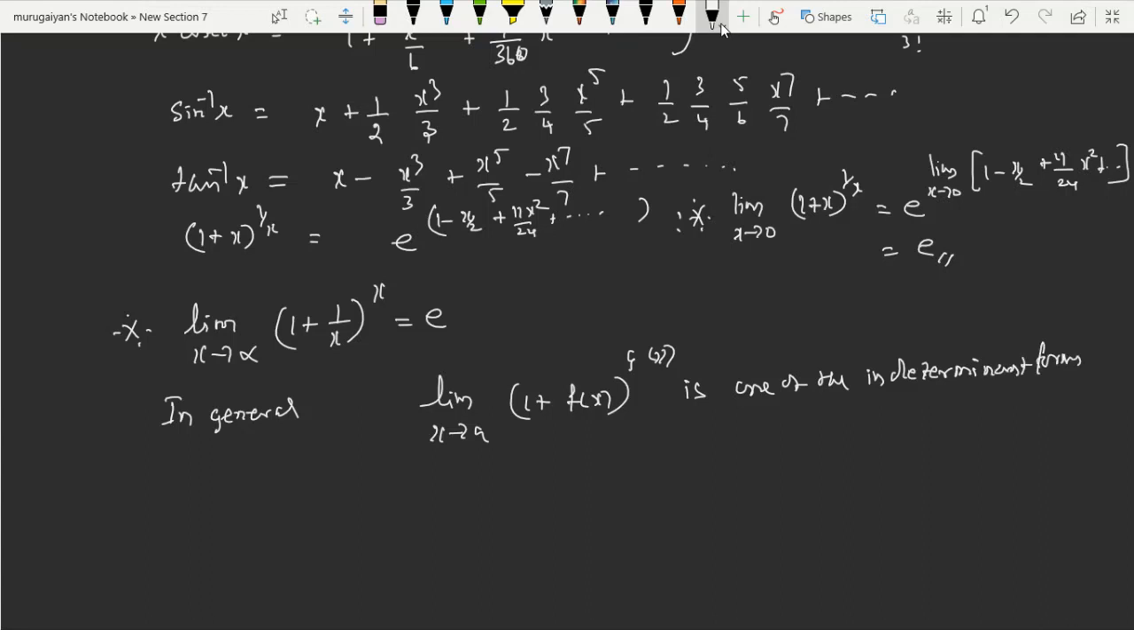One of the indeterminate forms: this limit equals e to the power limit as x approaches a of f(x) times g(x). This is the most important formula from the point of view of the joint entrance examination, so copy it.